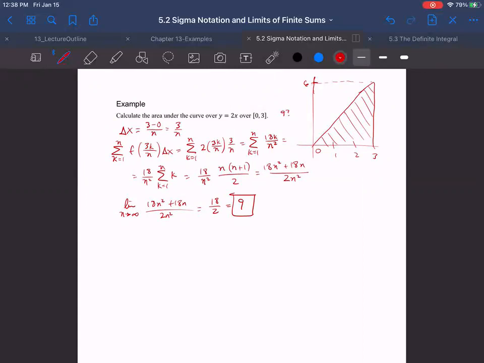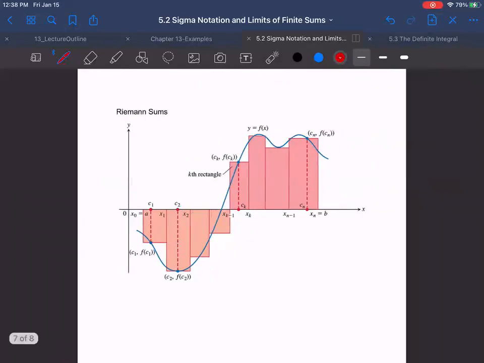All right, let's go over here. I think this is our almost last thing here. So what we've got here is the Riemann sum.